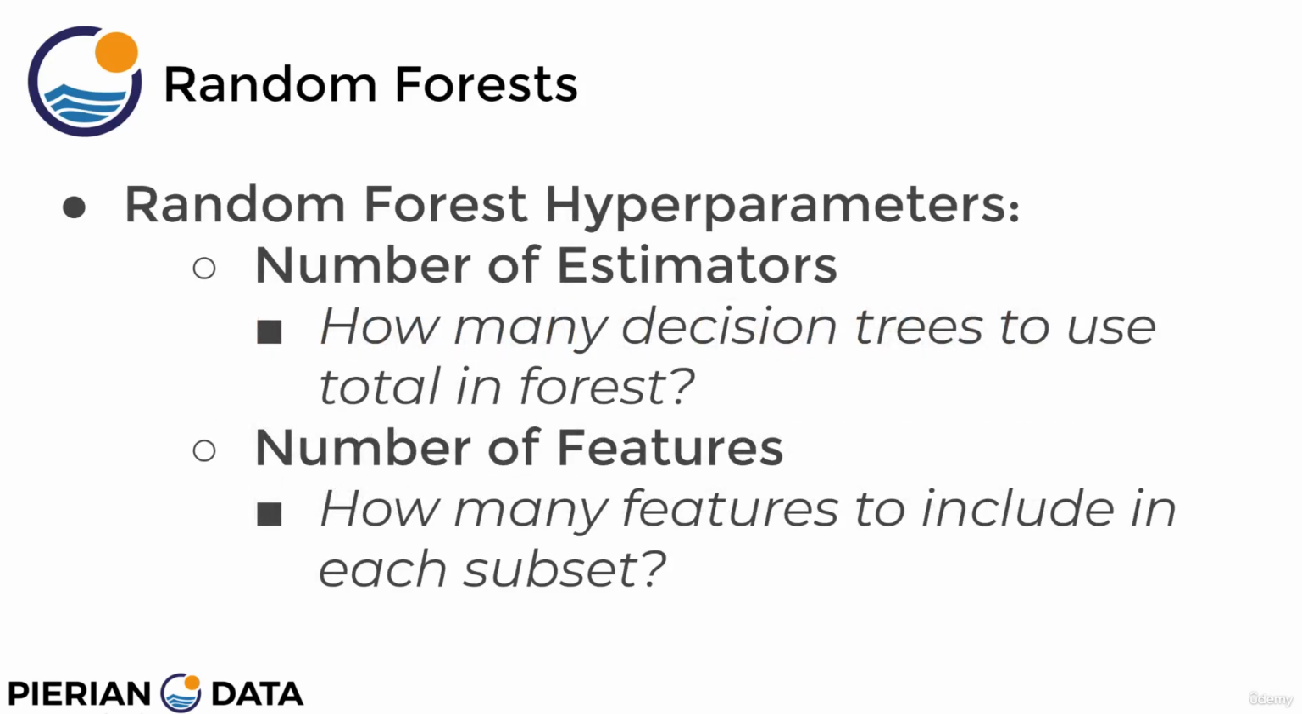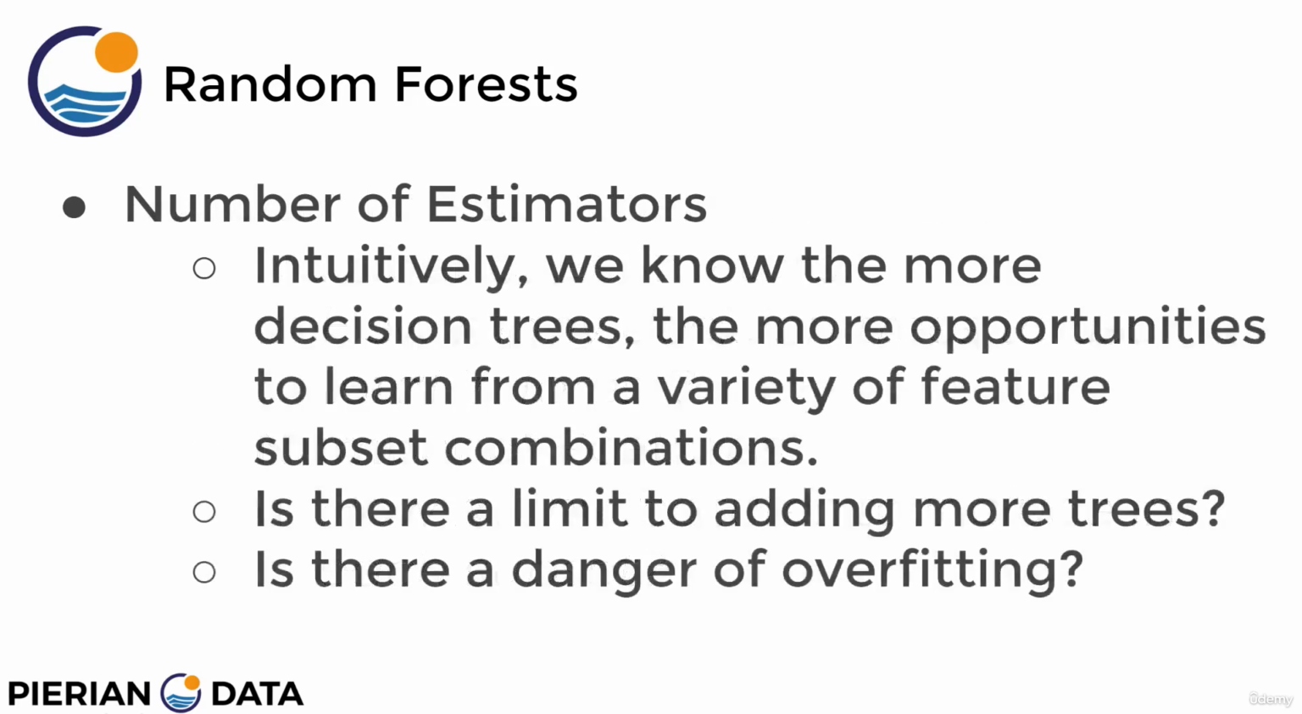Recall that when we're discussing the number of estimators to choose for a random forest, we're really trying to answer the question, how many decision trees to use in total for that random forest? When we're talking about the number of features to choose, we're trying to answer the question, how many features out of the total n number of features should we include in each subset to be randomly selected for each potential split? Let's begin by discussing the number of estimators.